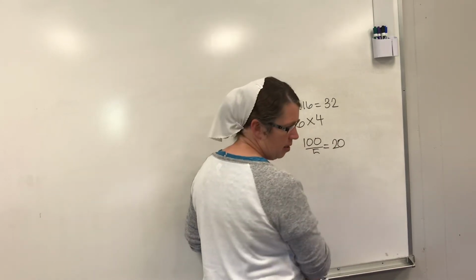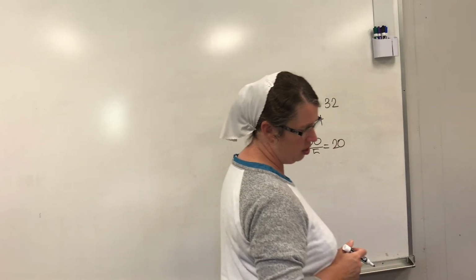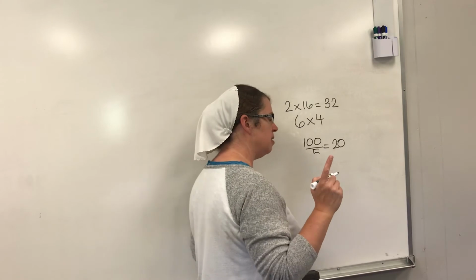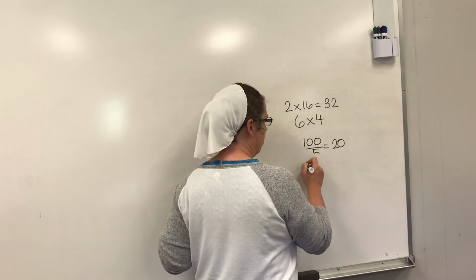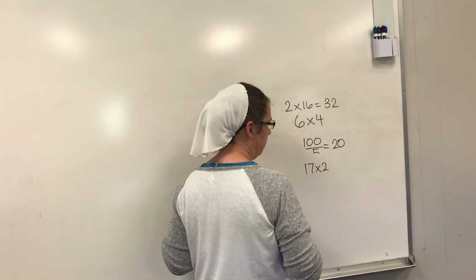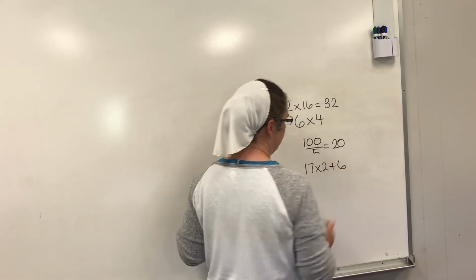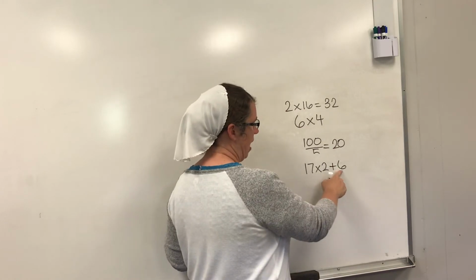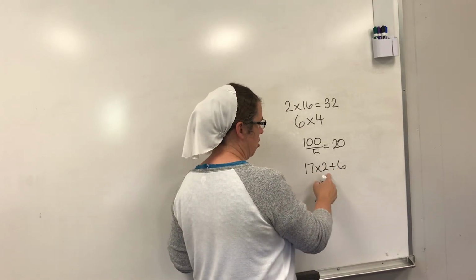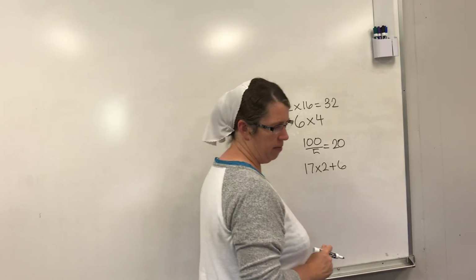All right? 6 added to the product of 17 and 2. Okay? Product means multiplying. So the product of 17 and 2, and they want to add 6 to that. 6 added to this. That means you need to solve for this first, and then you would have added 6 to it.